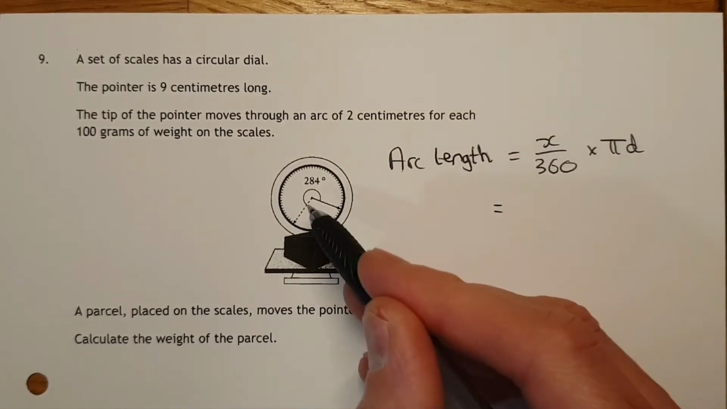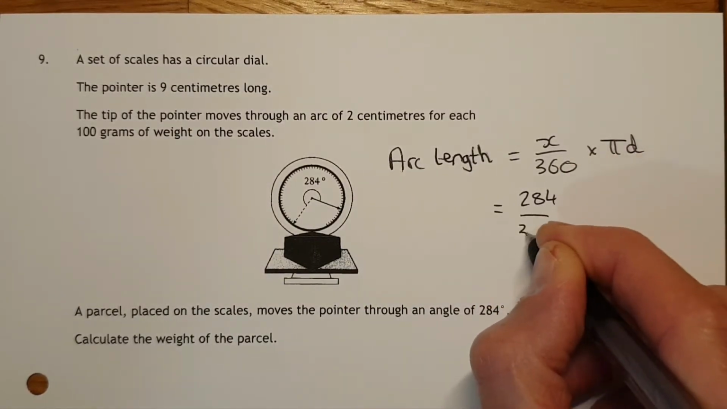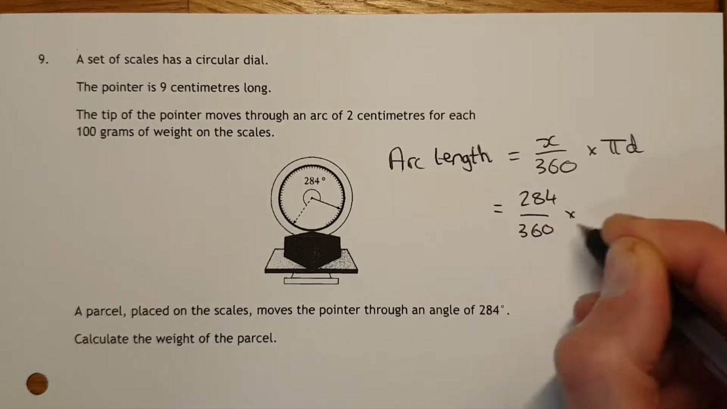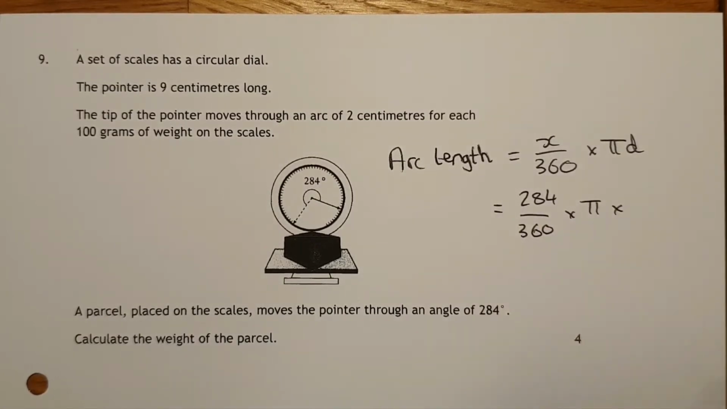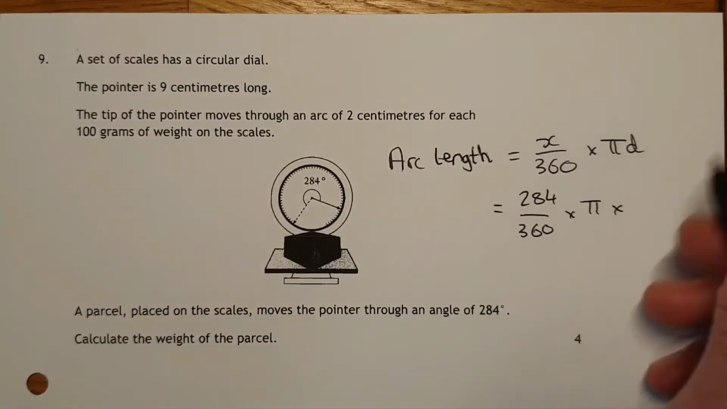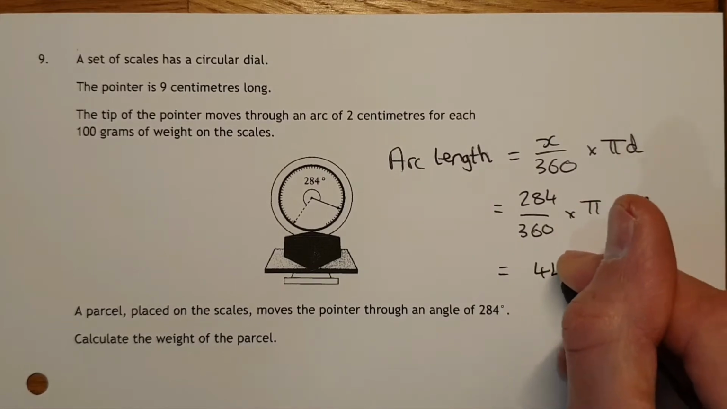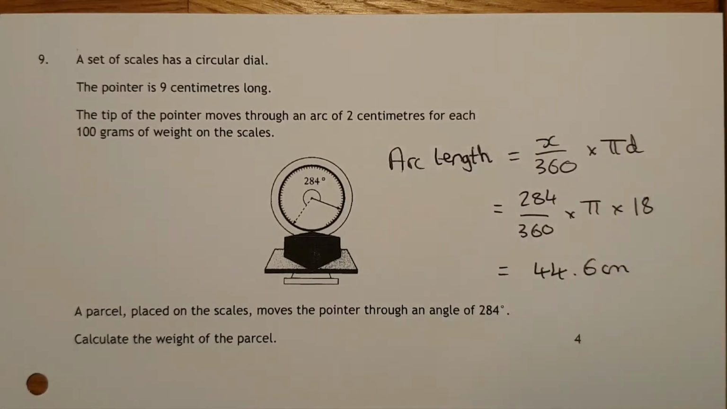So the angle is 284 degrees, so it's 284 over 360 times pi, and the diameter, it tells us this pointer is 9 centimetres long, so that means the diameter would be double that, which is going to be 18. So multiplying all that together gives us 44.6 centimetres.